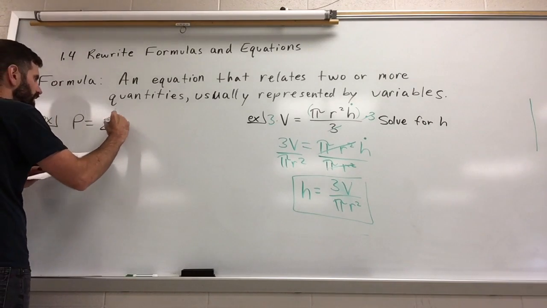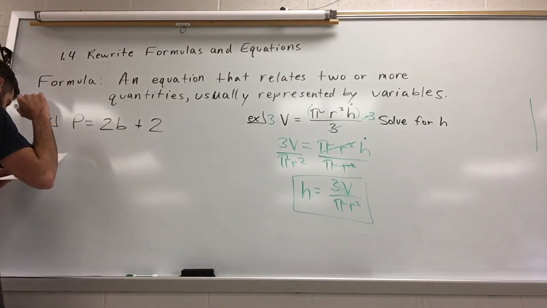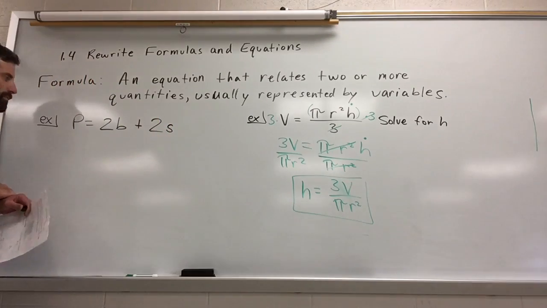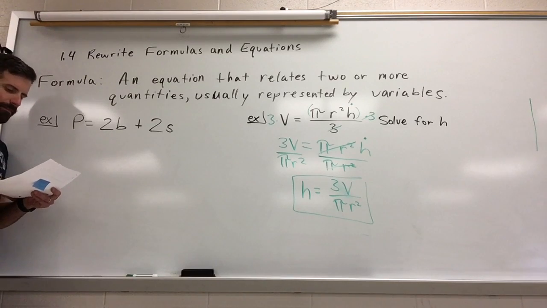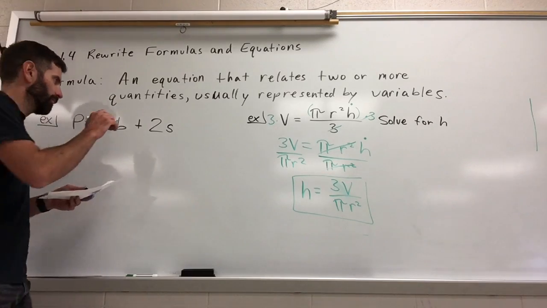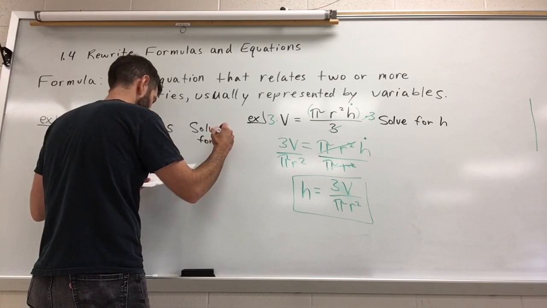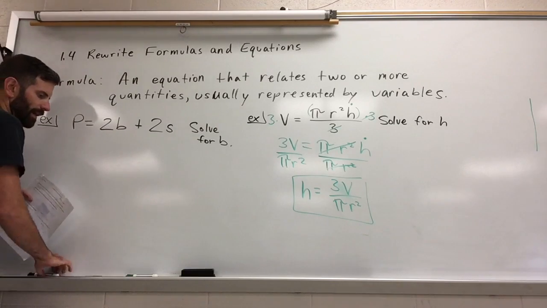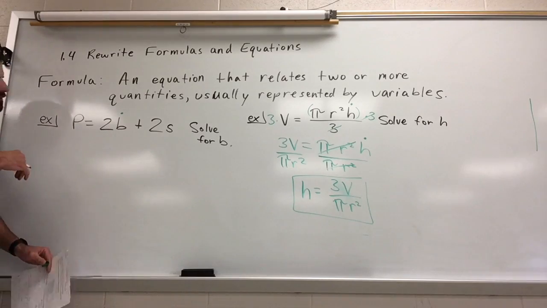Perimeter is equal to 2 times the base plus 2 times the side, which is kind of a funny way to do it, but they say 2s. So 2 times the base length plus 2 times the side length. And we want to solve for b. Put a dot with b. I'm going to get it by itself. You got some options here.